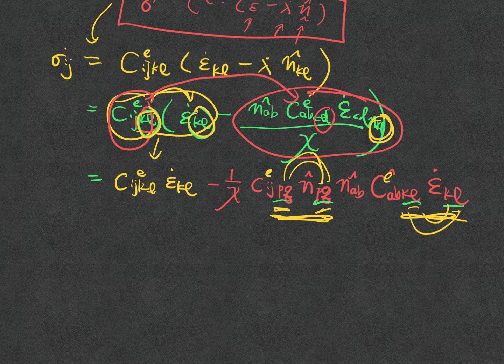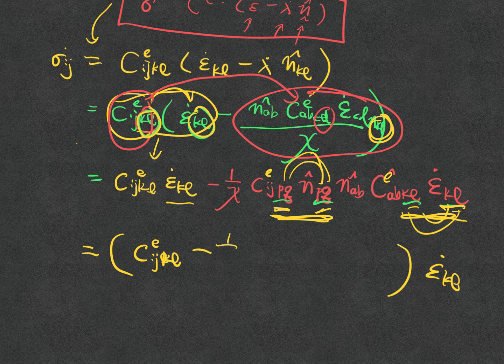So what is so special about this? What is special is that now I have the tangent here. Where is the tangent? This is epsilon kl, and this is epsilon kl. So if I want to do a little bit of derivation, I can take out the epsilon kl dot here, and I have C E ijkl minus this gigantic term.